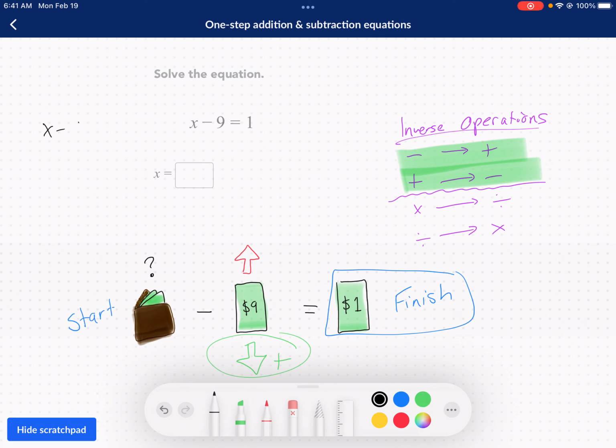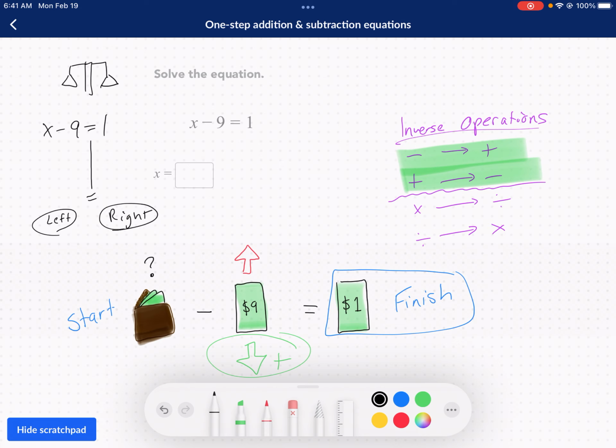So let me set this up again. We have x minus 9 equals 1. Now the first thing I like to do is set this up in terms of a left side and a right side. I think it's easy to think of that because we're thinking kind of like a scale. So if we have a scale here, we need to keep equations balanced because this equal sign means both the left side and the right side are equal.